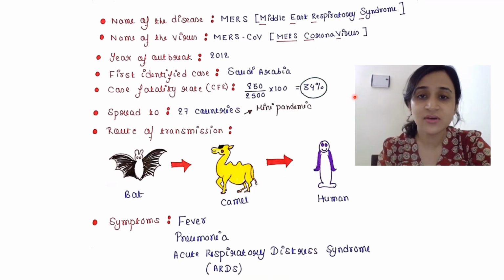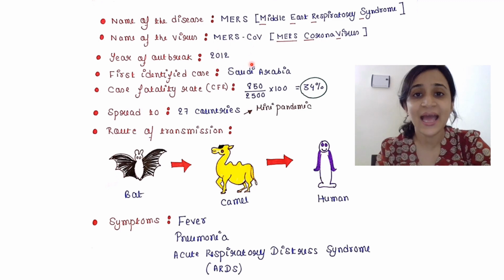Now, after 10 years of the SARS-CoV-1 pandemic, in 2012, coronavirus again attacked us. This time, the case was first identified in Saudi Arabia and the disease was named as MERS, that is Middle East Respiratory Syndrome. That is named so because the virally infected persons were mainly from the Middle East and the virus was called MERS-CoV or MERS coronavirus. This time, the total number of infected persons was 2,500.